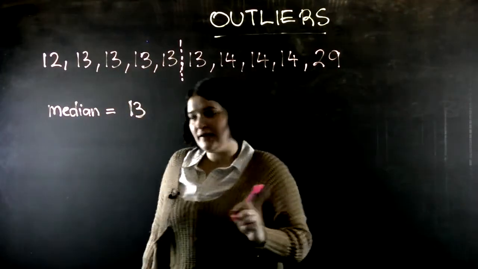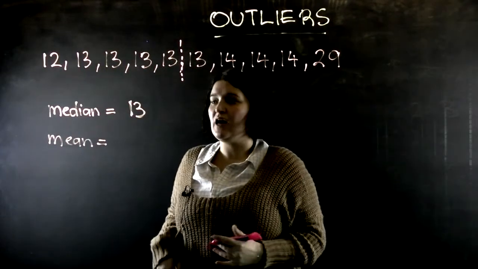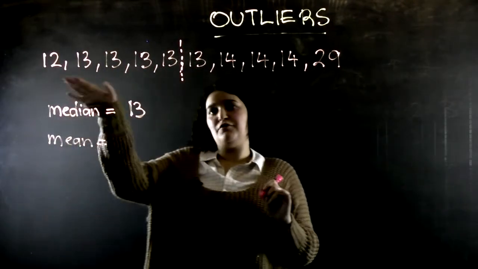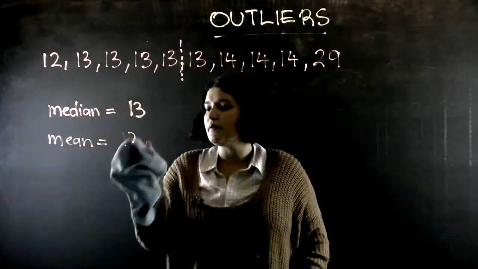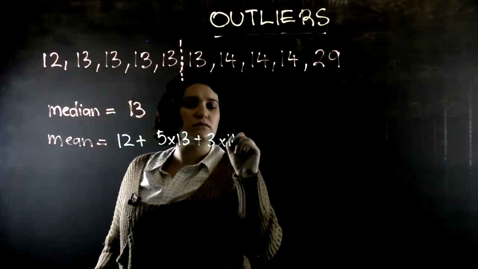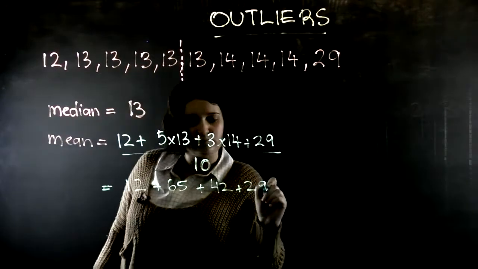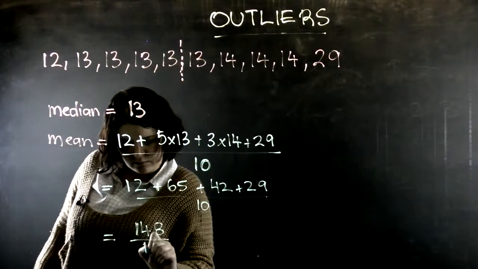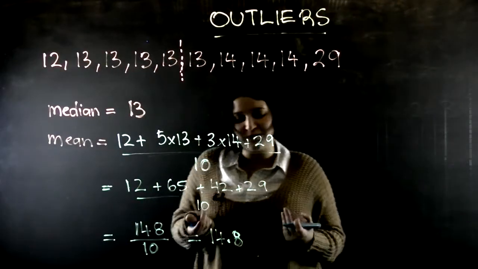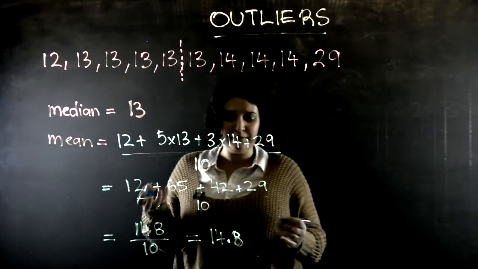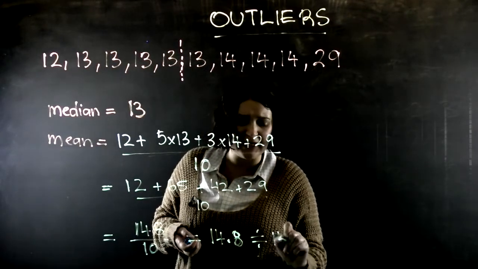Now taking the mean, I'm adding them all up and dividing by how many there are. So I've got 12, I've got 5 lots of 13, 3 lots of 14 and a 29. I'm getting an answer of 14.8, which I would round to the nearest whole number, which is actually 15.